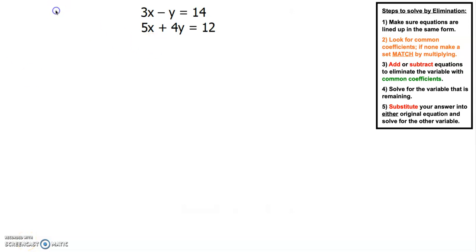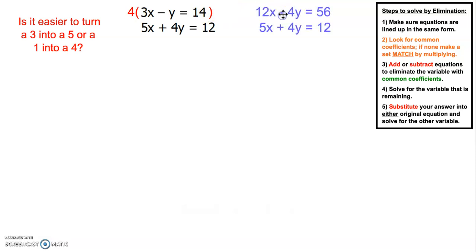So in this problem, is it easier to turn a 3 into a 5 or a 1 into a 4? So here we see, well, maybe a 3 and a 5, there's not really a thing I can multiply a 3 by to make 5. But there is something I can multiply a 1 by to get 4. So I can multiply the first equation by 4. And then I can end up with this system. 4 times 3x will be 12x.